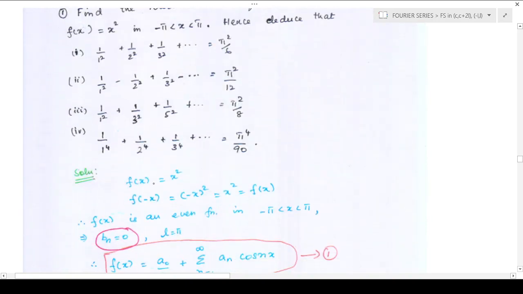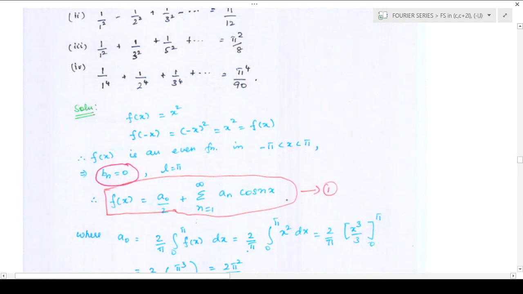Now, f of x equal to x square, f of minus x is also x square. So it is an even function, bn is 0. L is pi, straight away you can take it out. So your f of x is this.